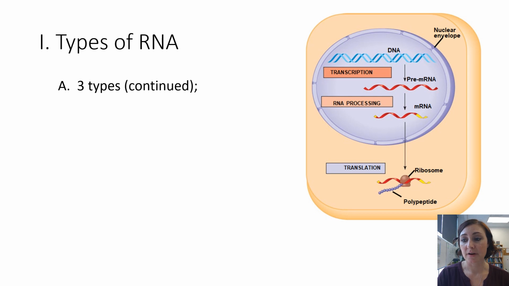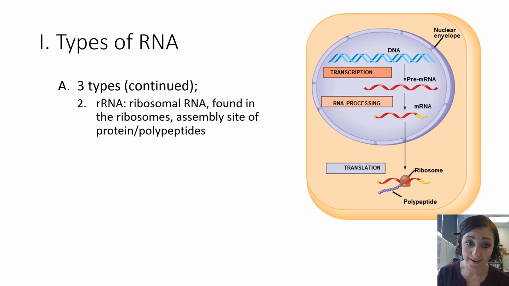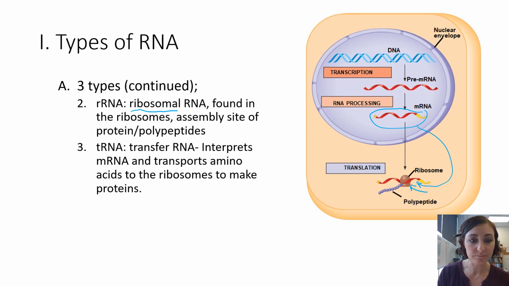Our second type of RNA is rRNA, which is ribosomal RNA. Ribosomal RNA, no surprise, is found in your ribosomes. Your ribosomes have ribosomal RNA. And remember that the ribosome is the assembly site of your proteins, or your polypeptides. So notice here that our mRNA travels to the ribosome, and as it moves through, the ribosome is able to read that section of mRNA and put together the correct protein product needed by the body.